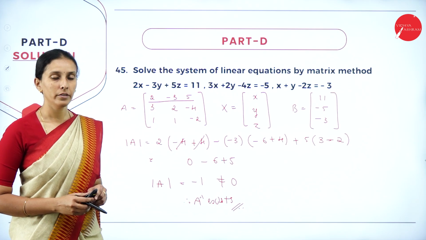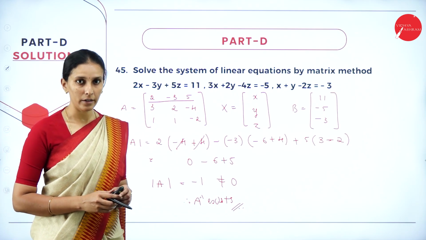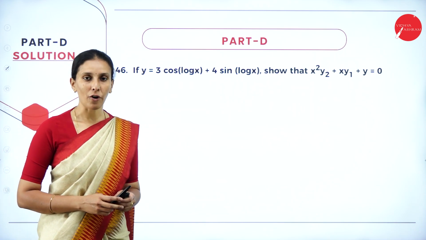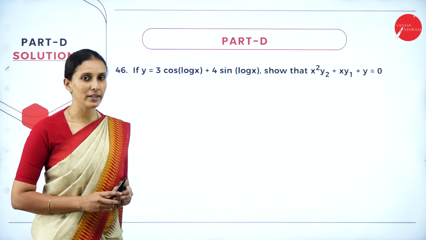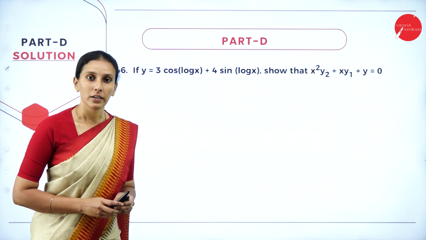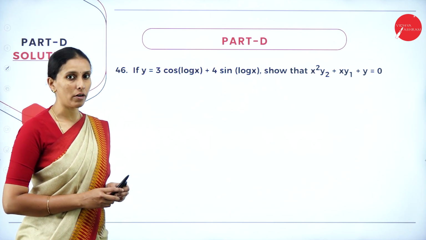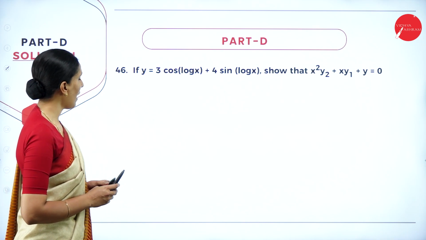Now, question number 45 will be from the chapter determinants, basically on the matrix method. Next, question number 46 will be from the chapter differentiation. So you will be getting questions from second order derivatives. Here we have one question.